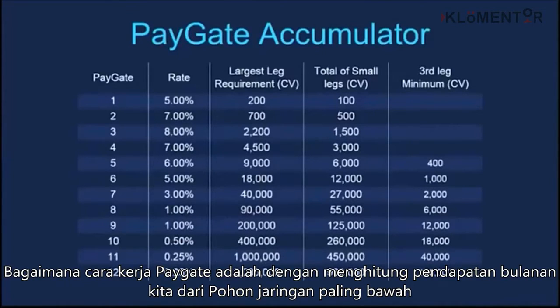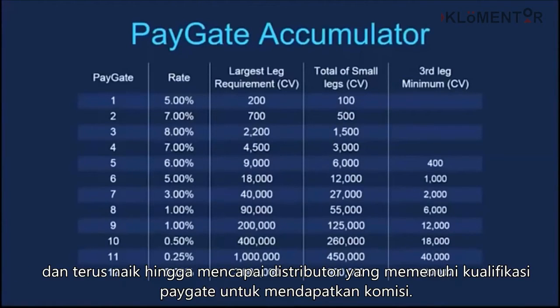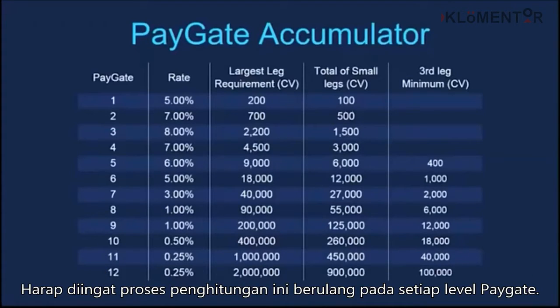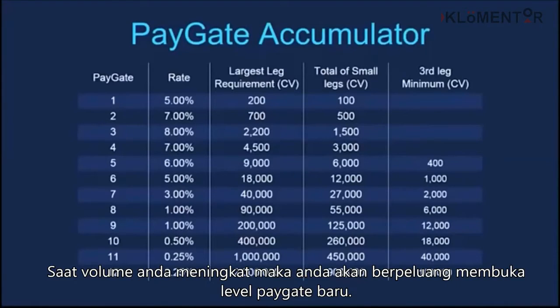Now, how the Paygate Accumulator works is it calculates residual income monthly by starting at the bottom of your placement tree, and it accumulates volume flowing upward until it reaches a distributor with a qualifying paygate where it pays out the earned commission. Now remember, this process is repeated for all paygate levels, and as your volume increases, you have the opportunity to qualify for new paygates.